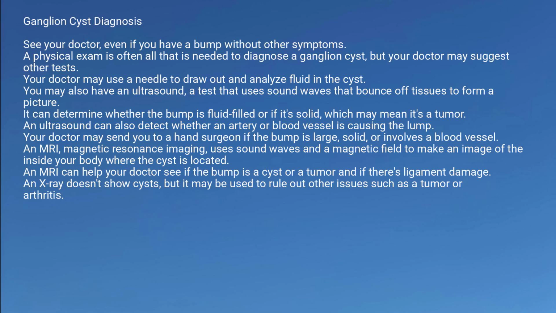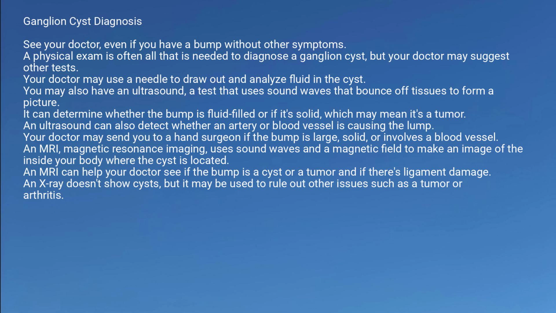Ganglion cyst diagnosis. See your doctor, even if you have a bump without other symptoms. A physical exam is often all that is needed to diagnose a ganglion cyst, but your doctor may suggest other tests. Your doctor may use a needle to draw out and analyze fluid in the cyst. You may also have an ultrasound, a test that uses sound waves that bounce off tissues to form a picture. It can determine whether the bump is fluid-filled or if it's solid, which may mean it's a tumor.